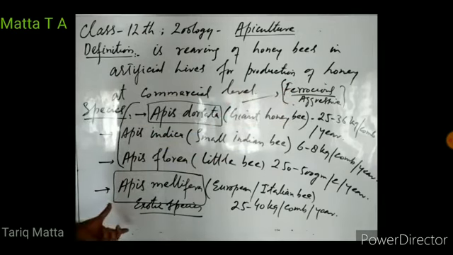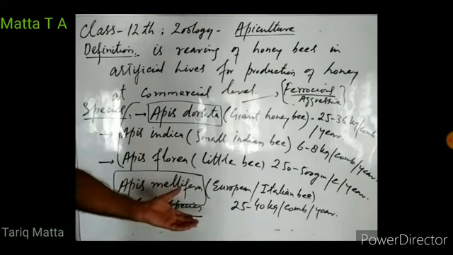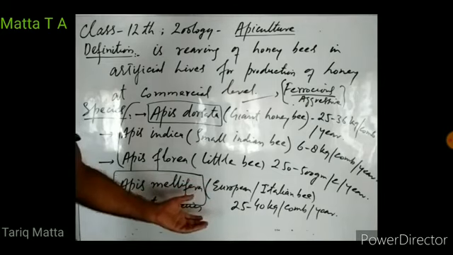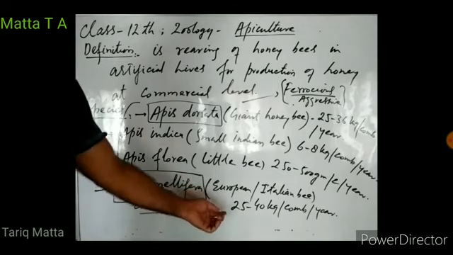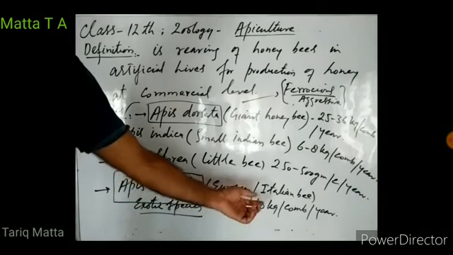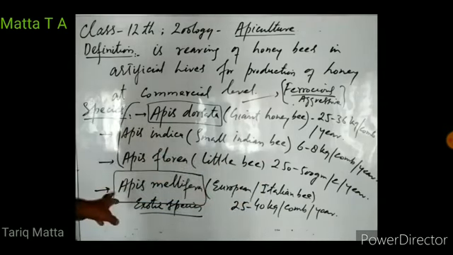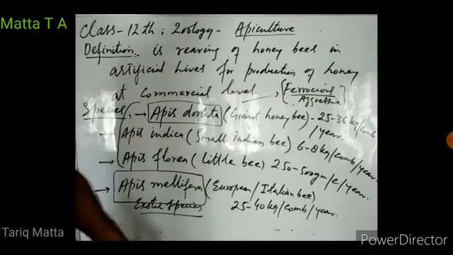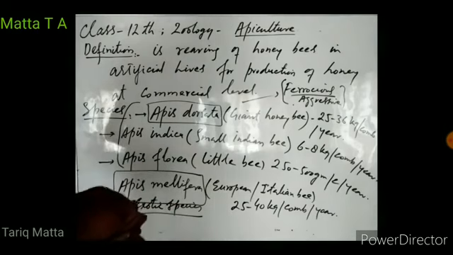In contrast to that, Apis mellifera, an exotic species, is very docile in nature. It is easy to handle and easy to work with. And it has got a high yield, 25 to 40 kilograms of honey per comb per year. So for that purpose, we prefer Apis mellifera, and we domesticate it. We use this for apiculture in our Kashmir as well, right?